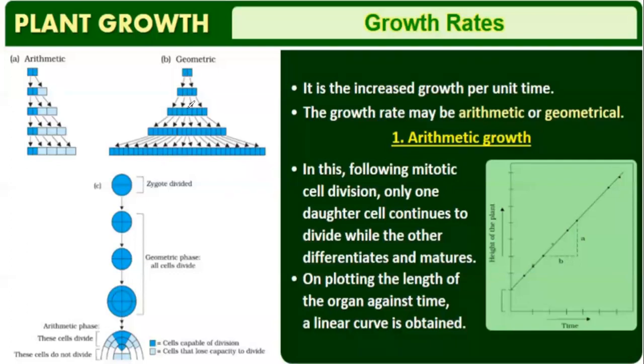The two cells will continue dividing. Suppose this is the prime parent cell. This parent cell divides into two, and this one cell divides into another one, and this into the next one.